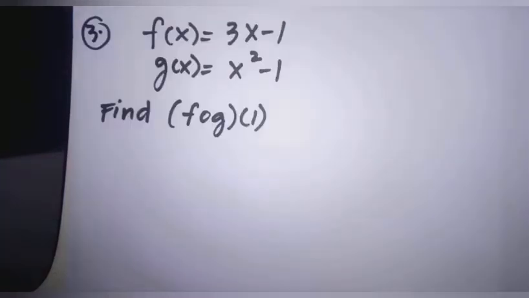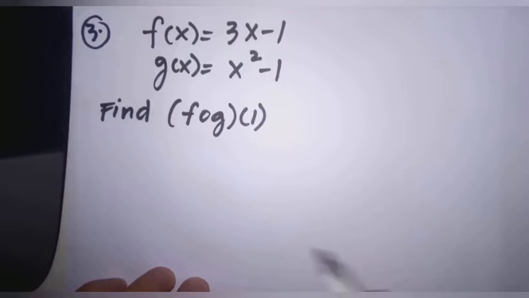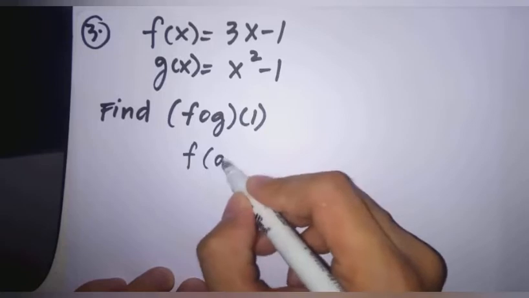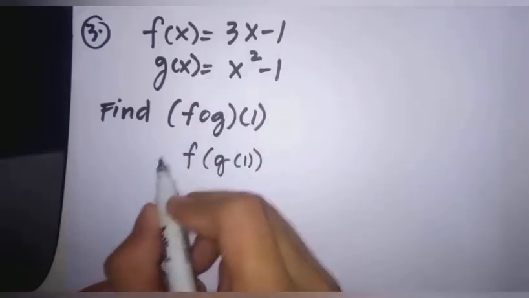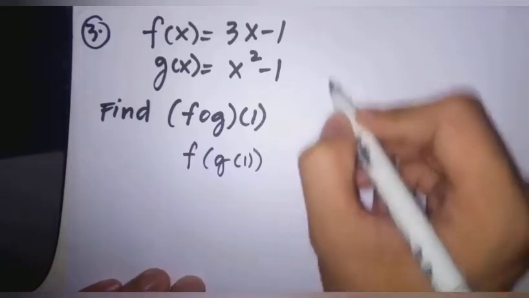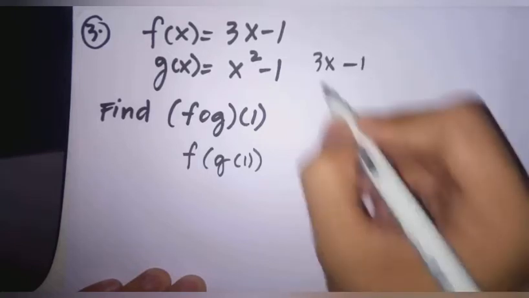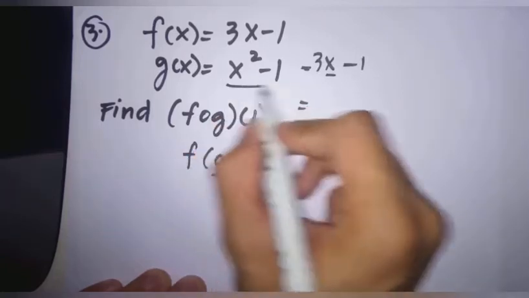Next, guys, is composition of function. F of g of 1. Ang mangyayari kasi ganito yun, class: f, then g of 1. Ang gagawin natin ay kokopyahin natin yung f. Dito na lang natin siya ilagay: 3x minus 1. Ngayon, yung value daw ng x na yan, since g of 1, yun yung magiging value ng x natin.